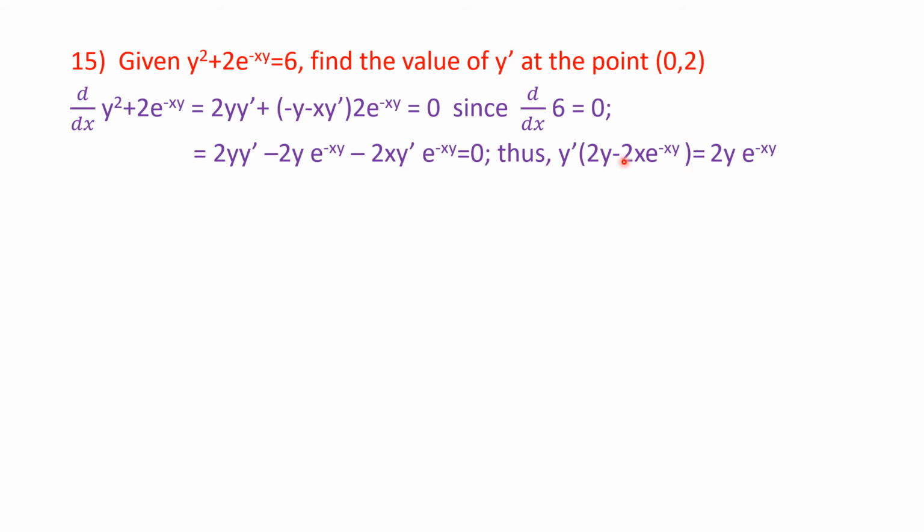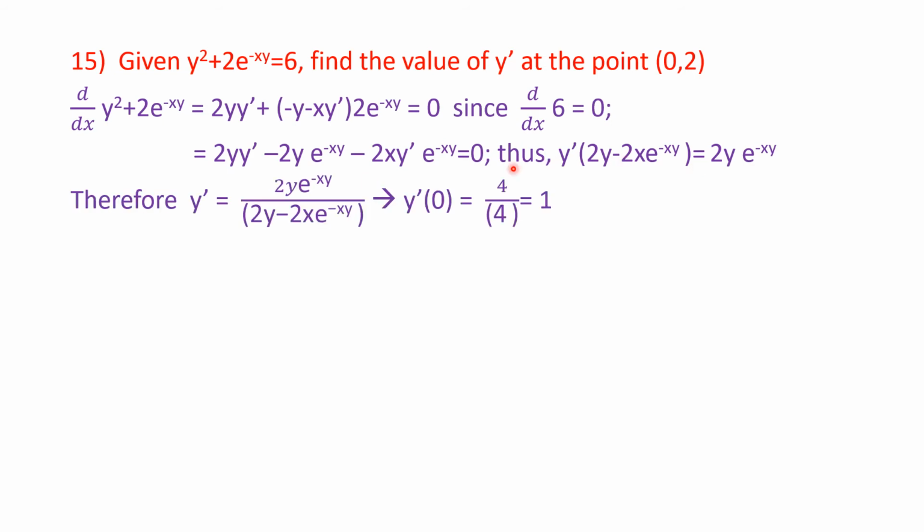Now we have to solve for y prime, and to do so, this is what we're going to get. Y prime will be equal to twice y e to the negative xy divided by the denominator, which is 2y minus 2x e to the negative xy. This implies if we plug in 0 for every occurrence of x and 2 for every occurrence of y, we're going to get 4 divided by 4, which is equal to 1, and that is the answer for this question.